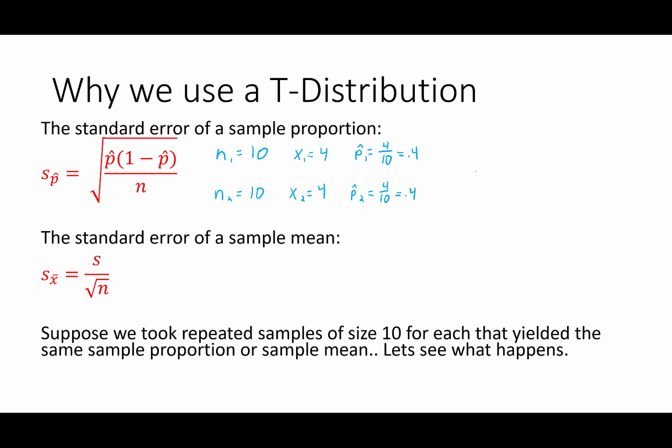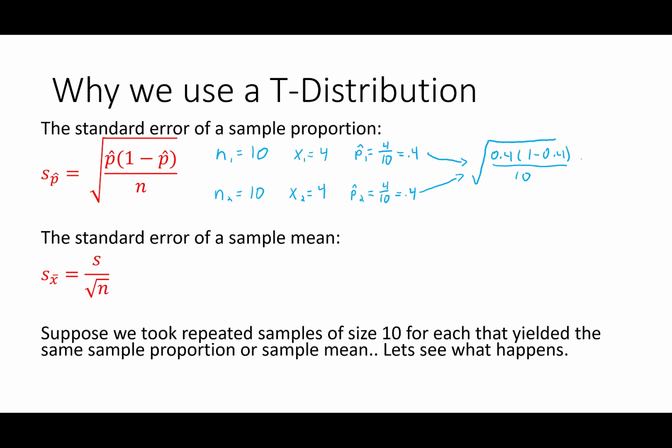So if we were to find the standard error for our sample proportions, it would be the square root of 0.4 times 1 minus 0.4 over our sample size. We'll notice both of these samples yielded the same standard error.